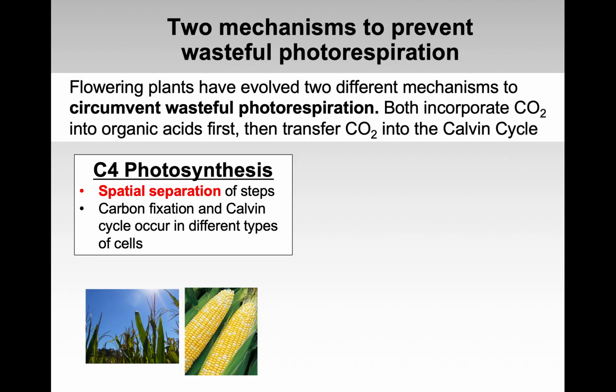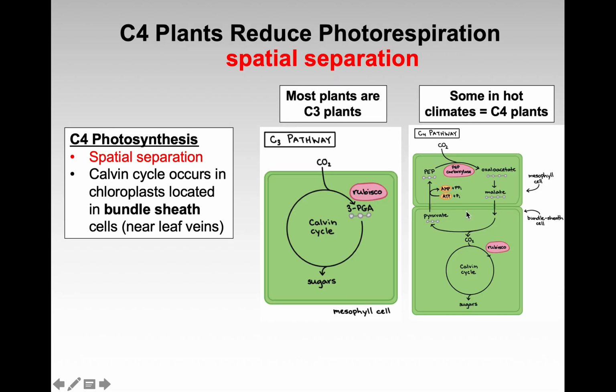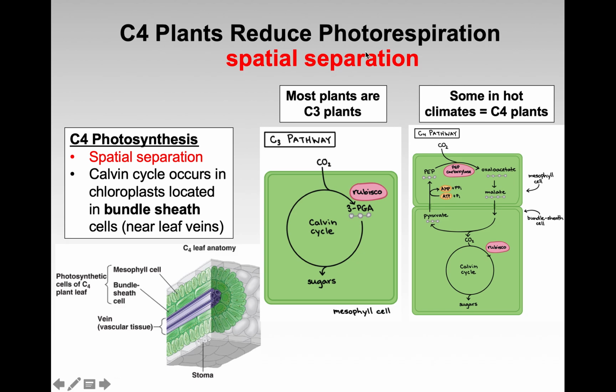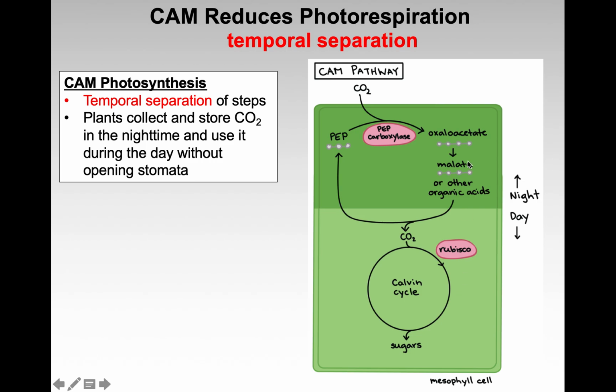But there's 2 mechanisms. You can have C4 photosynthesis, where you get a spatial separation of fixation and the Calvin cycle. Or CAM plants have evolved a different mechanism, which is called temporal separation, where carbon fixation and the Calvin cycle occur at different times. Right? So in the C4 plants, there is a spatial separation. So you incorporate bundle sheath cells instead of just the mesophyll cells. In the CAM plants, you separate it by time, in the night versus the day.